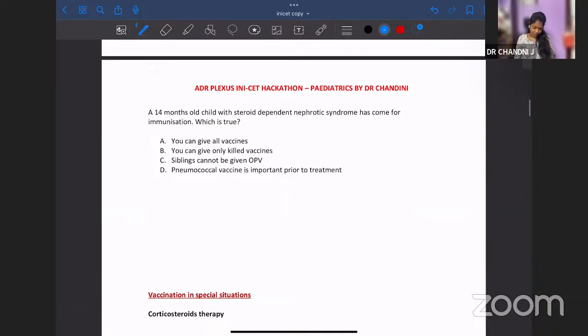Going to the next question. A 14-month-old with steroid-dependent nephrotic syndrome has come for immunization. Which is true? Can you give all vaccines? No, you cannot give live vaccines. Why?